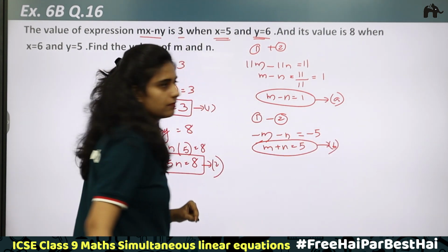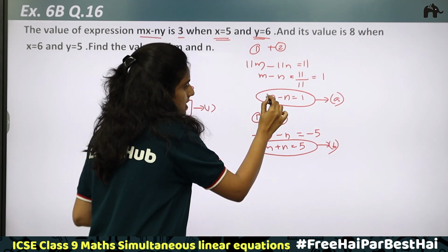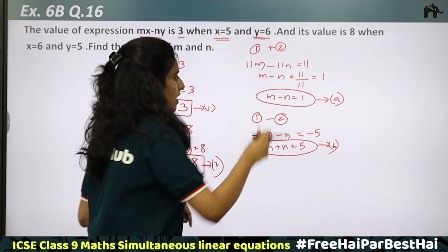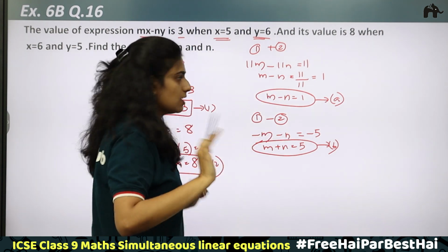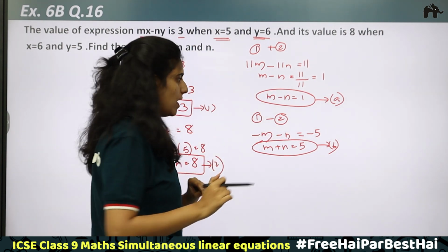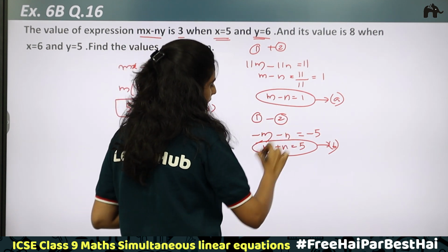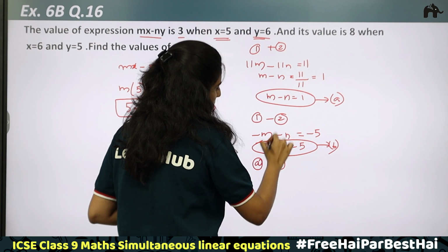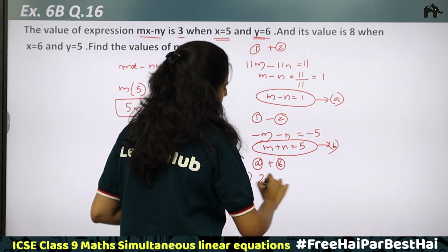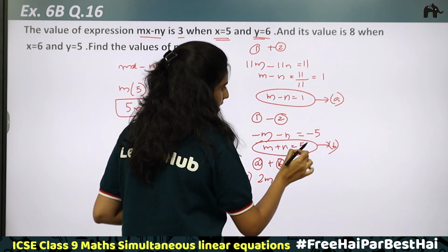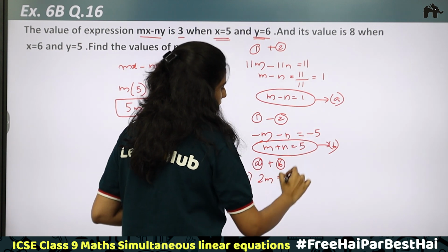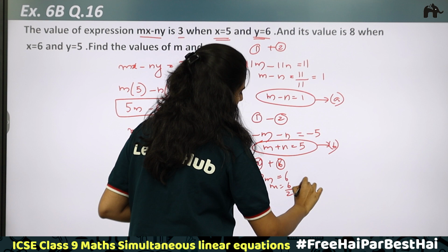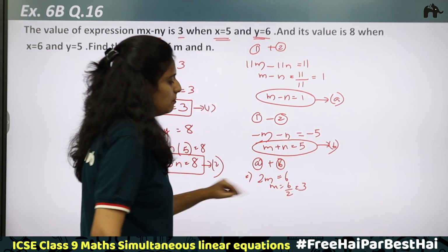Now here you can see m minus n and m plus n. So either you can add the equations or you can subtract the equations to find the values of m and n. So I'm adding A and B. A plus B, what do we get? m plus m, 2m, minus n plus n, that is 0, equal to 1 plus 5, 6. And m is equal to 6 divided by 2, that is 3. m is equal to 3.